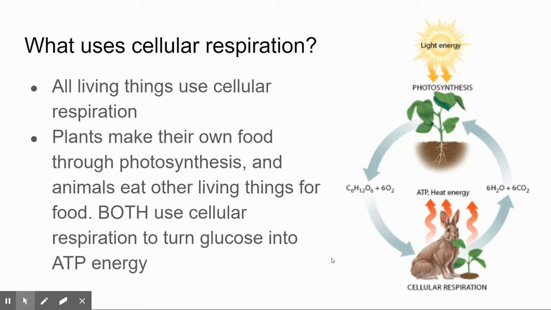Okay, so what uses cellular respiration? All living things use cellular respiration, even plants. Just because plants go through photosynthesis doesn't mean that they don't go through cellular respiration. Plants can make their own food through photosynthesis, and animals have to eat other living things for food. But both use cellular respiration to turn the glucose that they are obtaining into ATP energy.